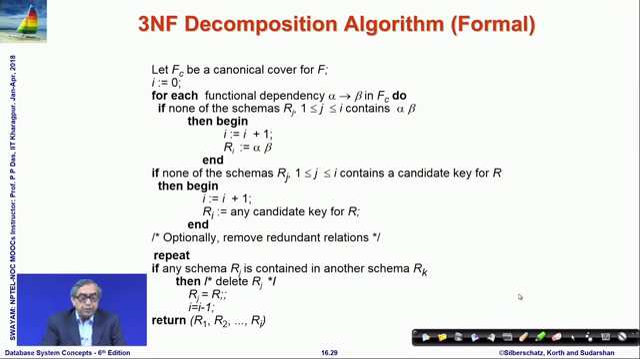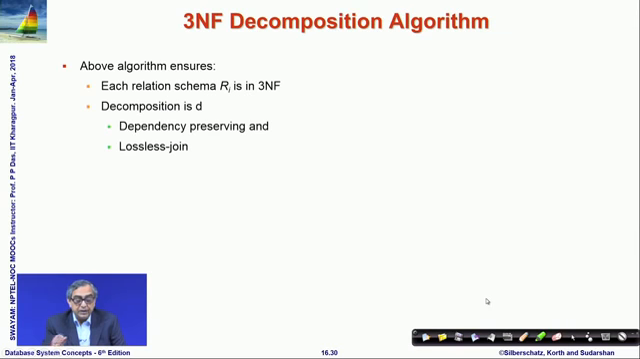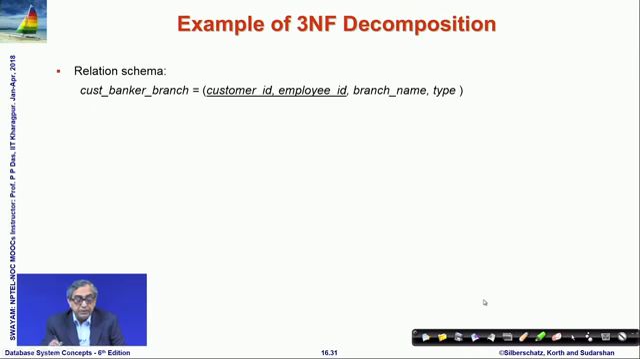That is a very simple algorithm, and I just wrote it in simple terms so that you can understand it easily, but here is the formal algorithm. If you are interested in the rigor of how 3NF decomposition will happen, here is the algorithm, but I will not go through these steps. That ensures that each relation Ri that I have decomposed and generated is actually in third normal form, and this decomposition is dependency preserving and is lossless join. We are not proving that, but we are just using that result.